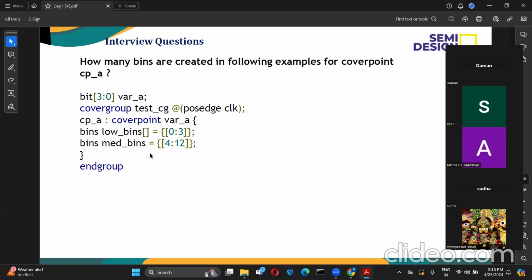Anyone else? Kiran? It's 5 bins. For low, 5 bins. Low bins is automatic. Automatic bins we can take, so each one takes 1 bin. How many bins in total? For low bins it's 5. No, no, low bins is 4. Med bins is 1, I think. It is static in nature, I think. Okay, fine. What about others?